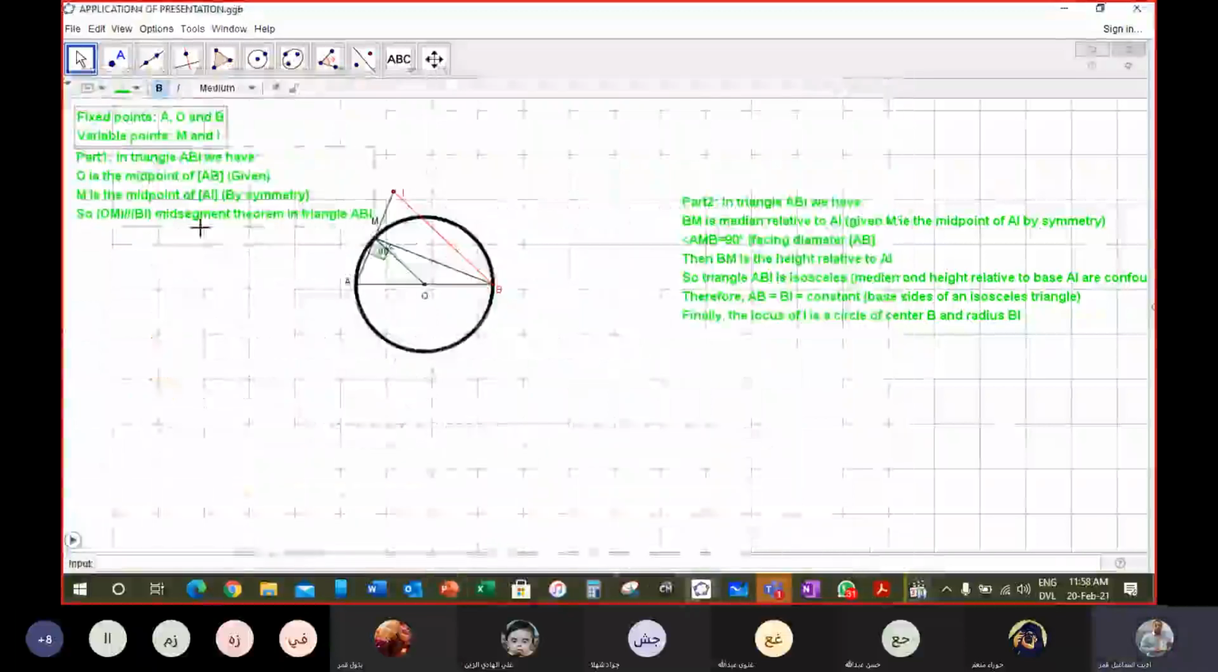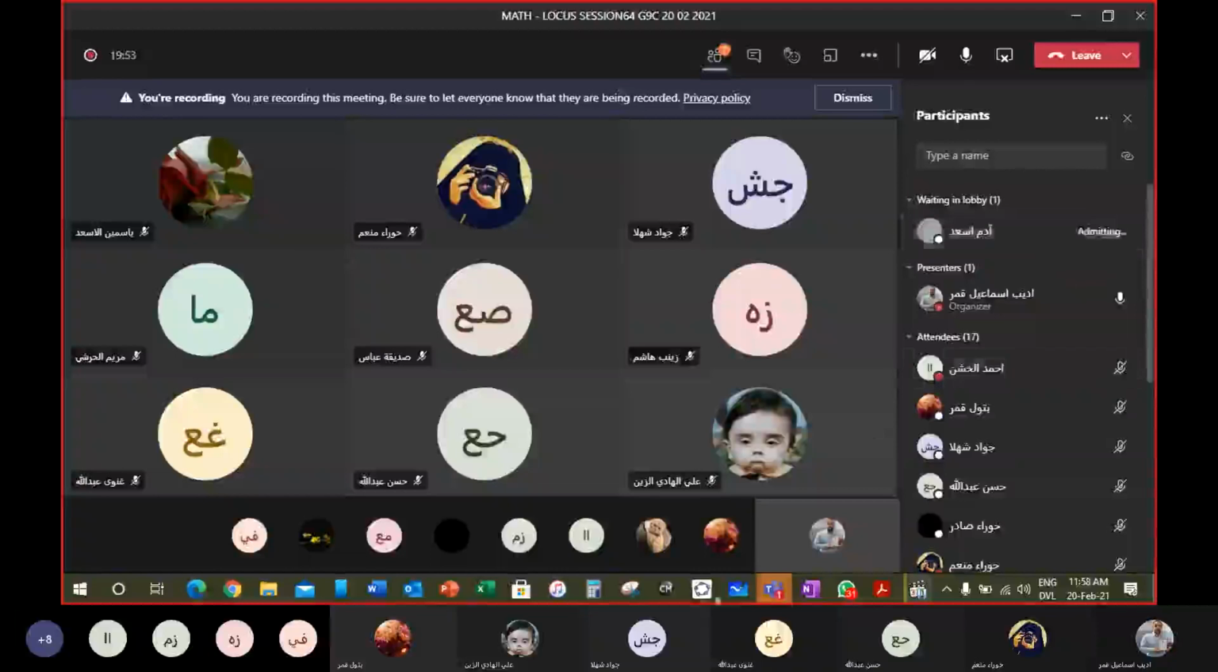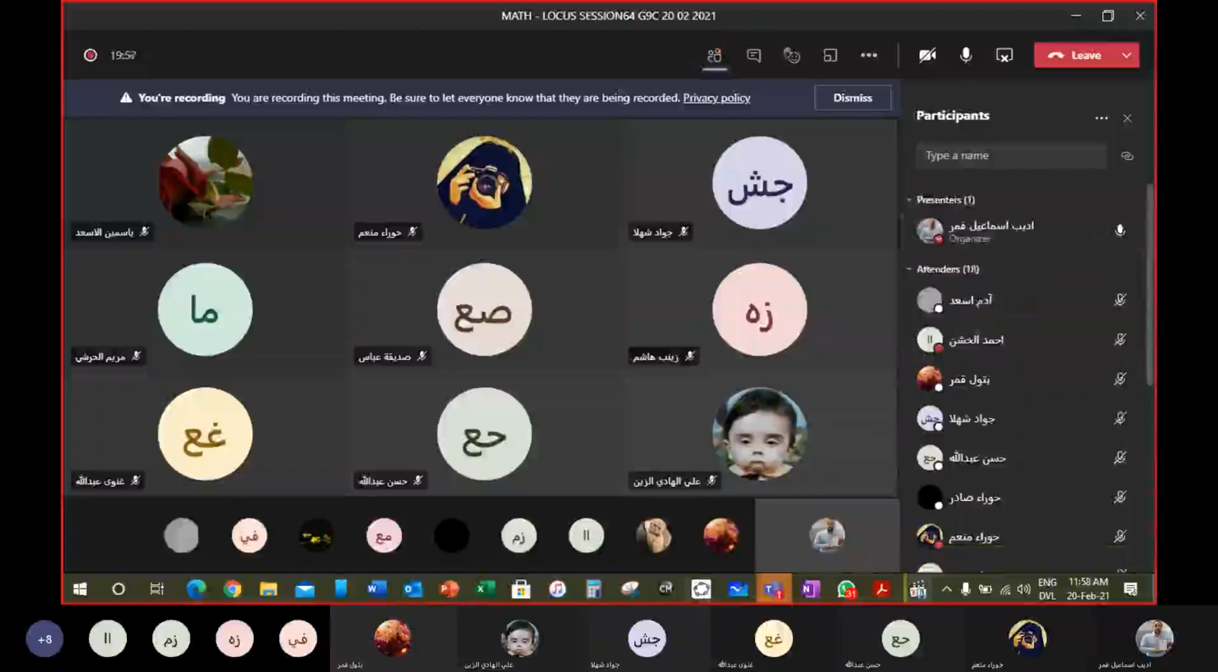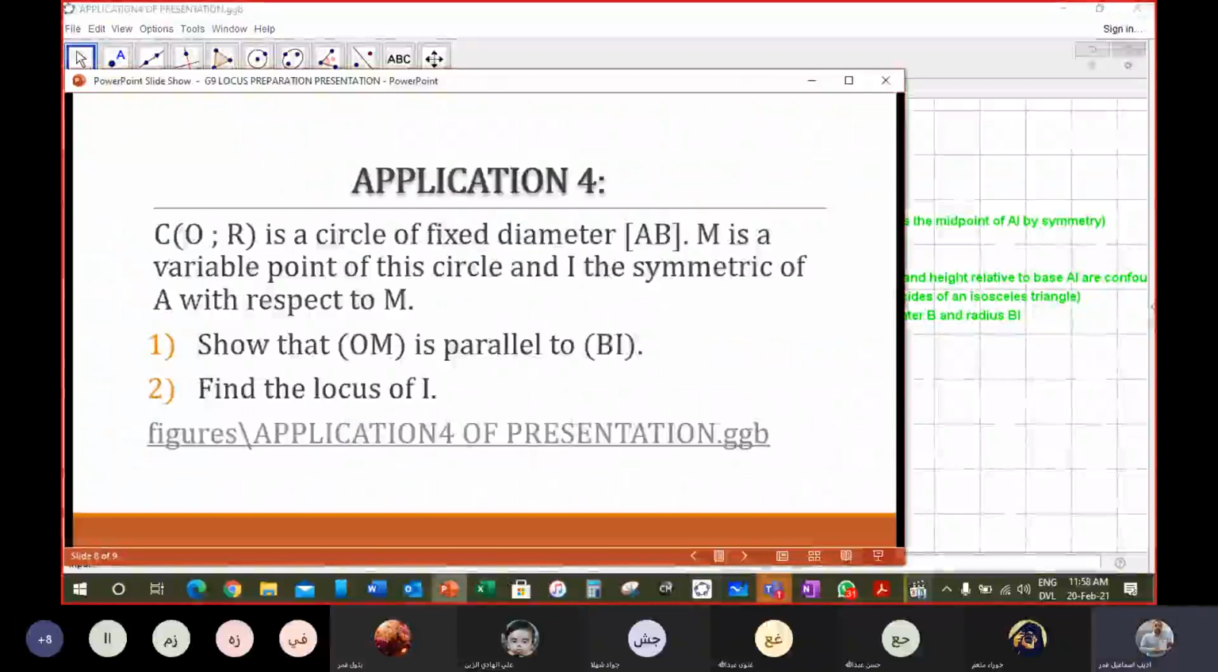For part 1, we said in triangle ABI, O is the midpoint of AB, given that it is the center of the circle. M is the midpoint of AI by symmetry. So OM is parallel to BI by the mid-segment theorem in triangle ABI. This was part 1. Part 2, find the locus of I.